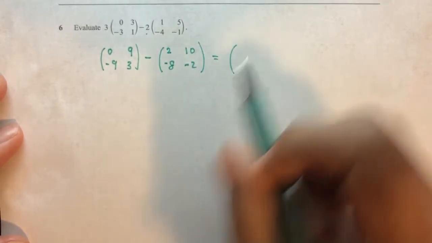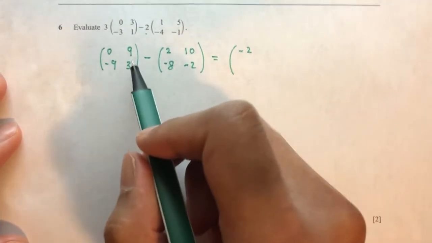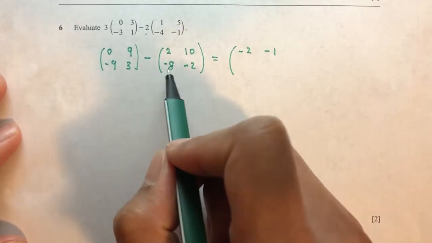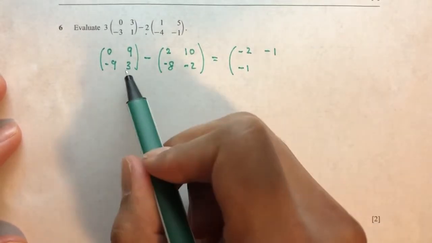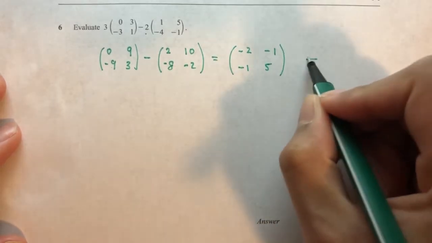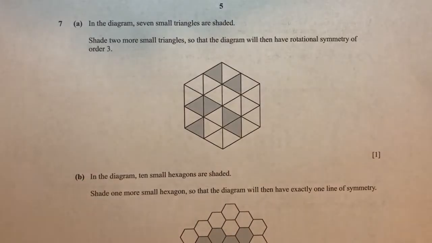So now we have to do subtraction. So 0 minus 2 will be minus 2. 9 minus 10 will be minus 1. Minus 9 minus 8 will be minus 1. 3 minus 2 will be 5. And this is your answer for question number 6. Question number 7, part A.